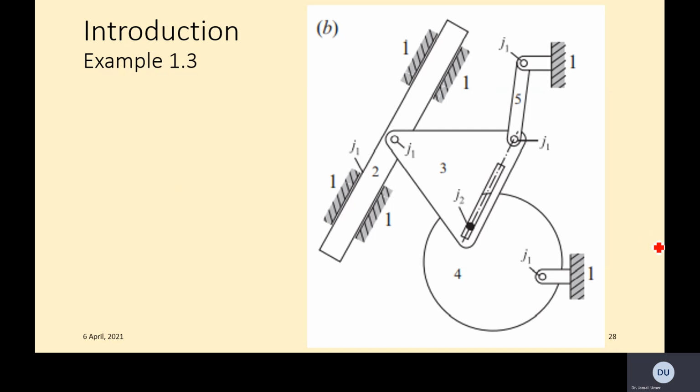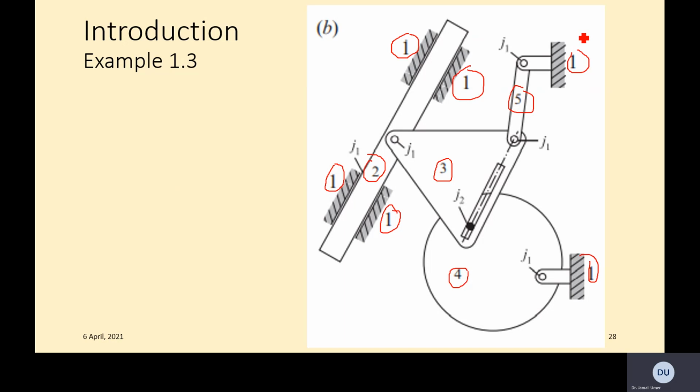So these are the links, identification of links. Link 1 is here, everywhere where it's static, it's not moving. Link 2 is this one. This whole triangle is link 3. And link 4 is this whole circular part, because the definition of a link is that it's a rigid body, so it could be any shape. 4 is this one, 5th is this one. So this is the 5th link.